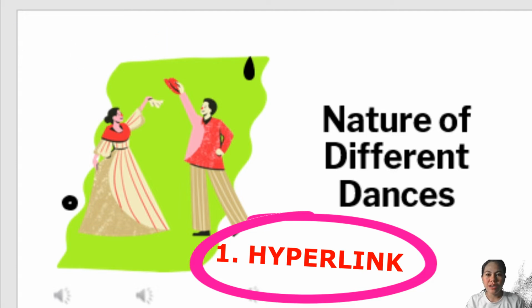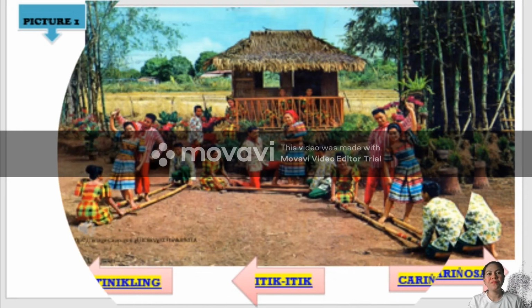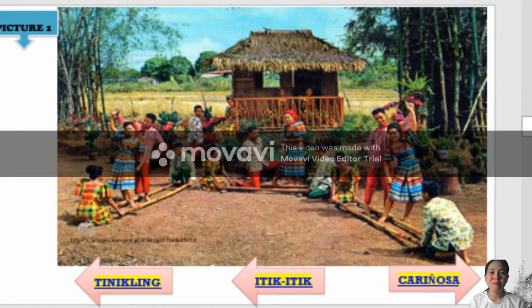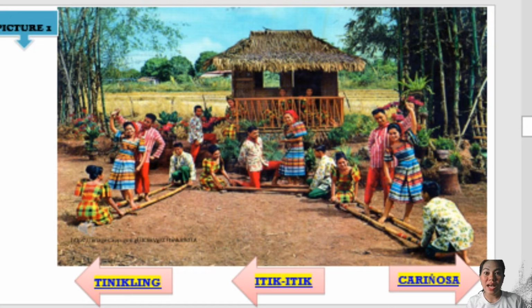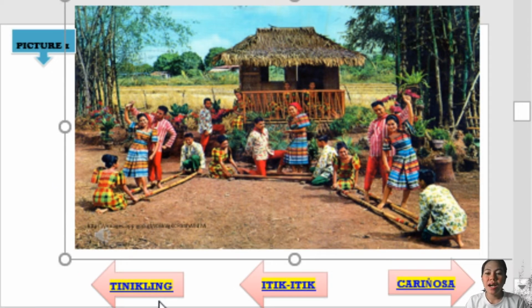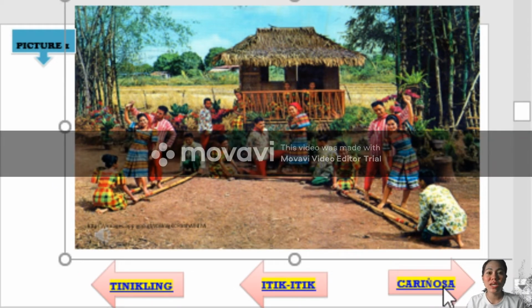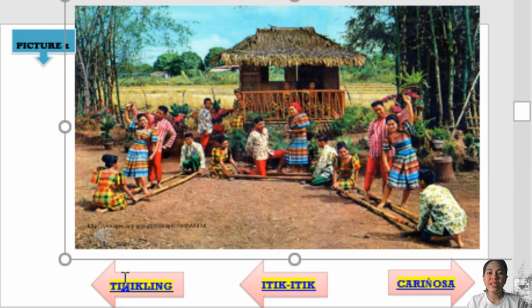So now, make sure you prepare your slides, your designs for your PowerPoint presentation para mas madali po nating magawa ang ating hyperlink. Ma-insert po natin ang hyperlink, the voiceover narration automatically. So in my slide, I put tinikling, itik-itik, karinyusa as my choices. Now, when I put this one here, may lalabas na po siyang hyperlink. Meaning, nakalink na po siya into another slide. So, how are we going to do that?